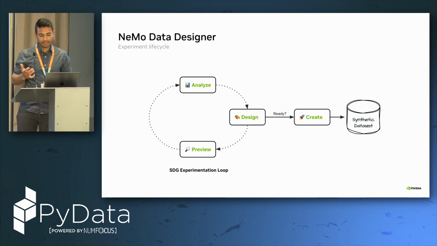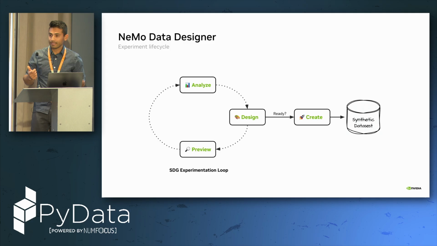So I guess experimentation is very scientific. What you want to do is design your data, and what that looks like is you're going to add some columns, define what prompts, do some prompt engineering, change some sampler types, and preview. You look at the preview that you get, and if you're happy with it, you can create it at scale. But if you're not happy with it, you go back to the drawing board, right? You iterate on that several times, and then after you're done creating at scale, you have your synthetic data set.